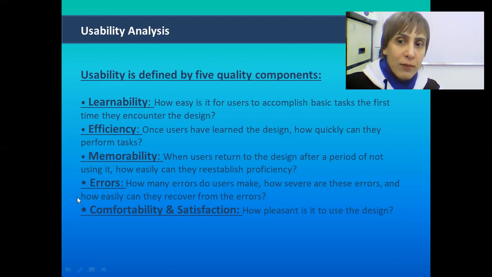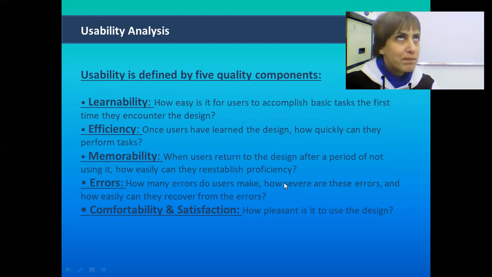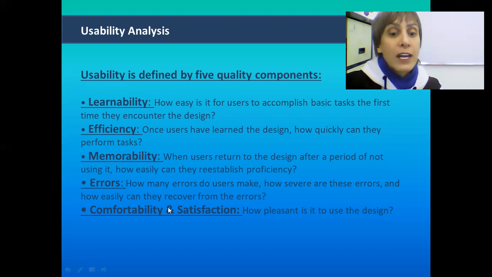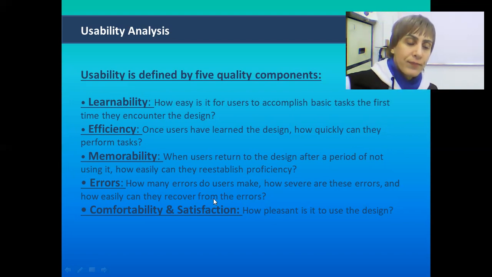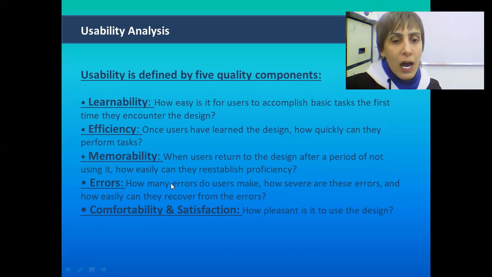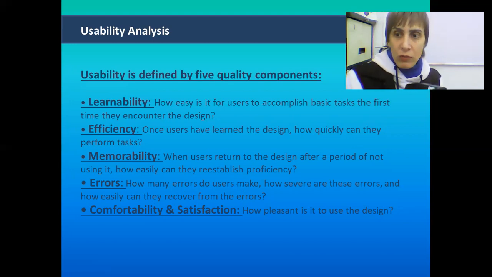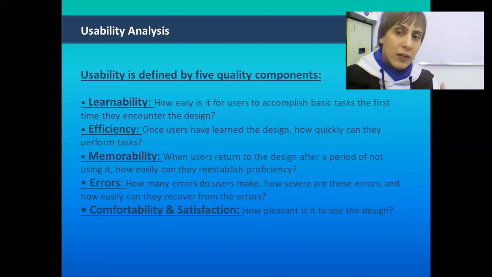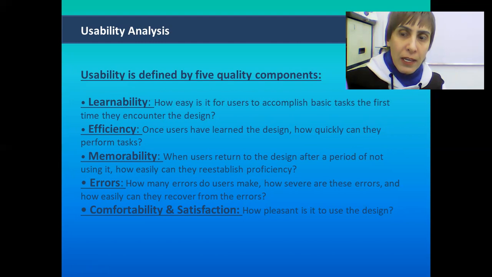Errors. What are errors? Mistakes. How many errors do users make? How severe, meaning how big is the error? How severe is the problem? And how easily can they recover from the errors? Now, you need to judge the product. For example, how many mistakes do the users make before they can use this? So with any device, before I can use it, how many mistakes do I keep making?